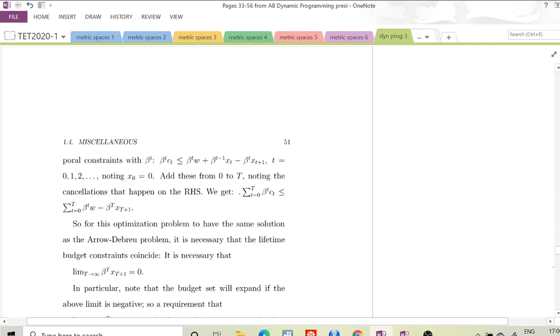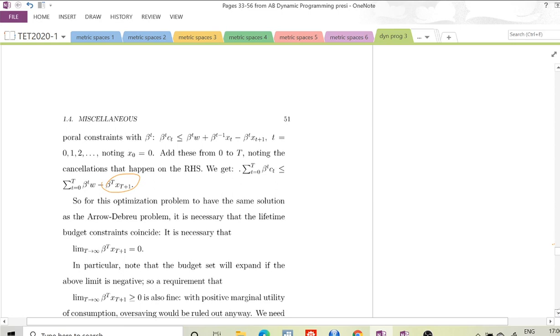Okay. So to make this correspond exactly to the Arrow-Debreu problem, I want to remove this. So I can remove this by saying that in the infinite horizon, this limit goes to 0. That's the no Ponzi game condition, right? So in particular, that's asset, and this is debt, right?